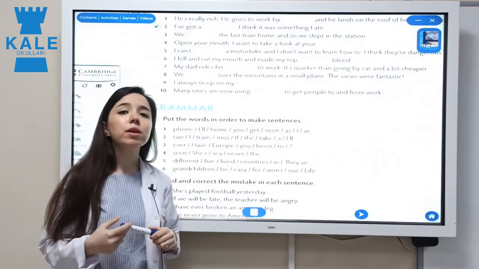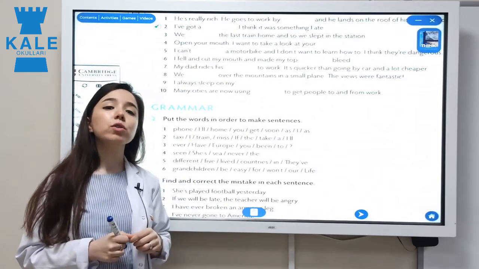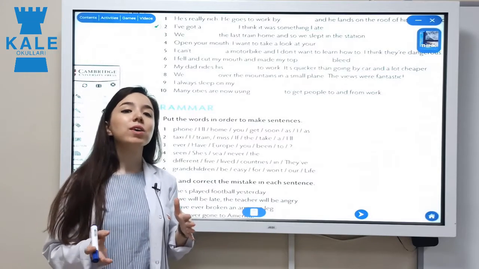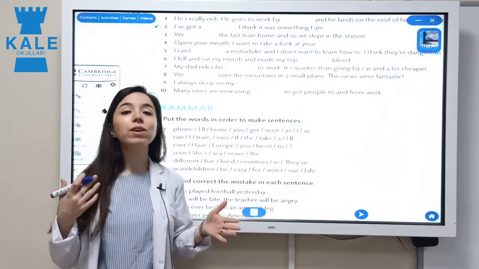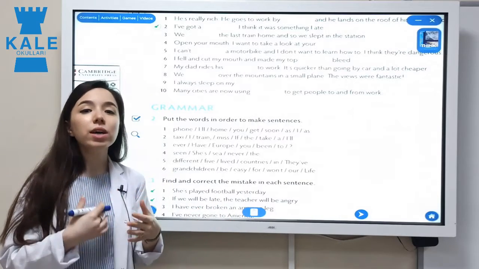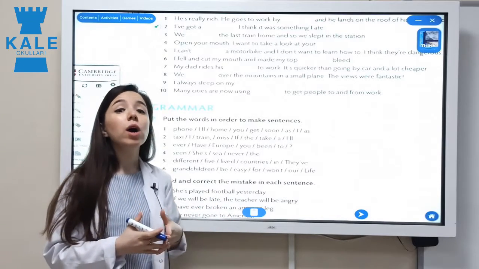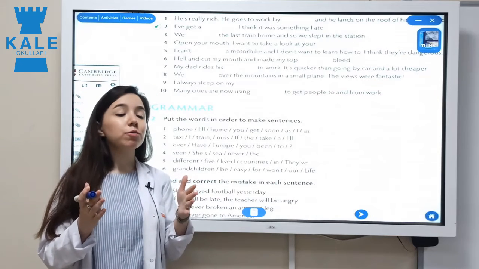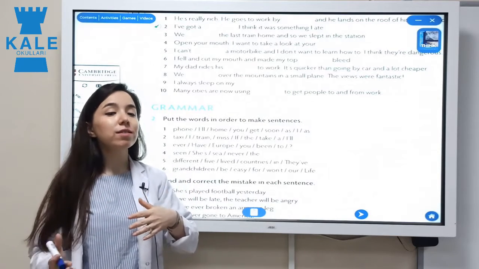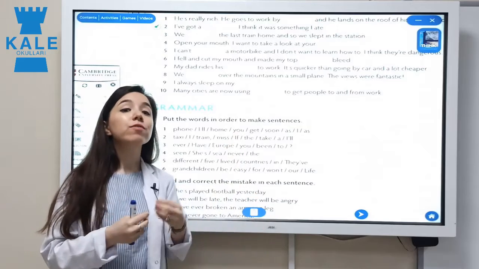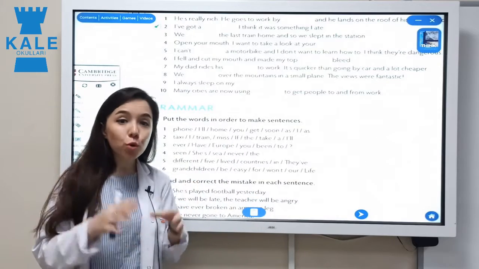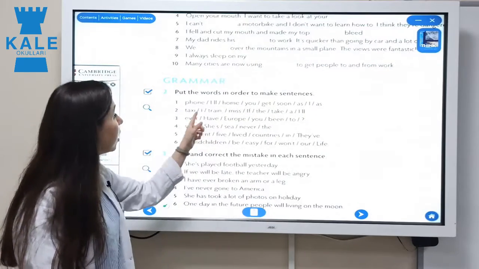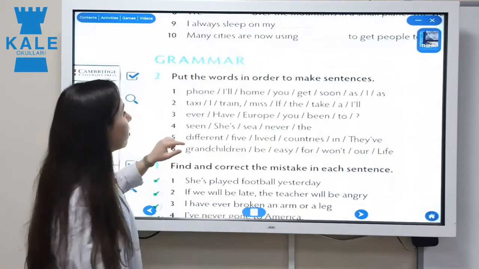If you remember, in the last video we talked about the present perfect simple and past simple. In which sentences we can use present perfect simple, when we can use past simple, and we compared these two grammar points together: in which condition we can use each one, or how we can use both in one sentence together. So now look here, we are going to do part 2 of this section.